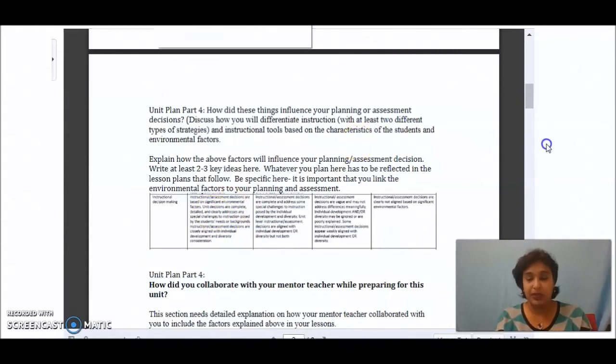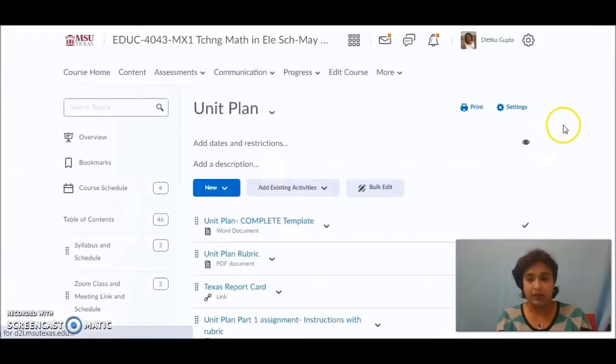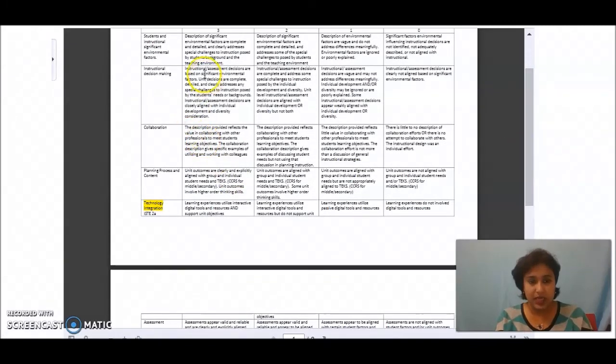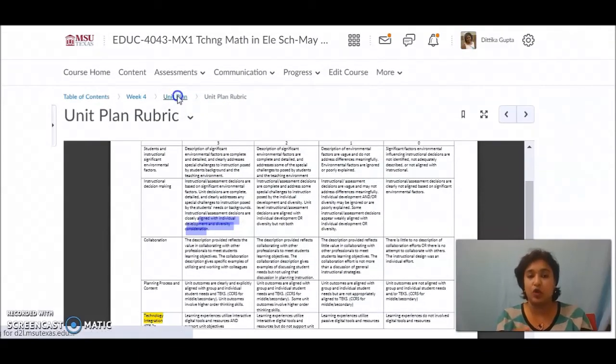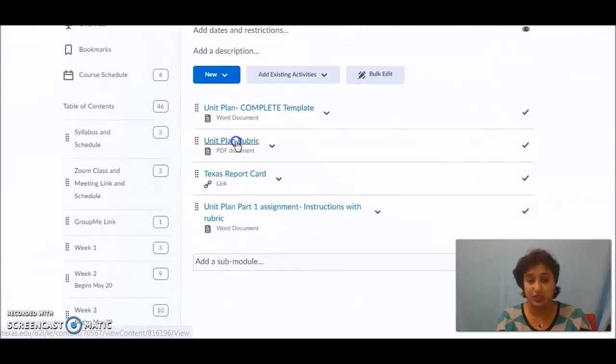I'm going to open up the main one so that we can read that section together. Give me just a second, and then we'll come back to the last question. So if you look over here, it says, are based on significant environmental factors. They are complete, detailed, and clearly address any specific challenges that are faced and closely aligned with individual development and diversity consideration. So you have to think about all of those factors when you are writing your unit plan as to how these changes are happening.